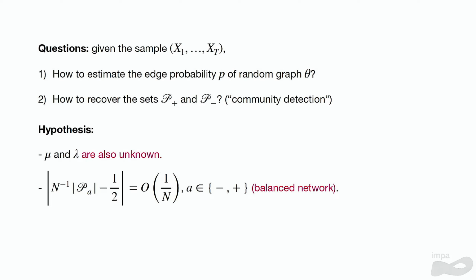And let me mention that we're going to discuss this under two extra assumptions. So I won't assume that I know mu nor lambda, so these are unknown. But I assume that the fraction of excitatory vertices and inhibitory vertices is known, it's close to 1/2. So the network somehow is balanced, if you want. Okay? So that's the condition that I need for the sets P+ and P-.